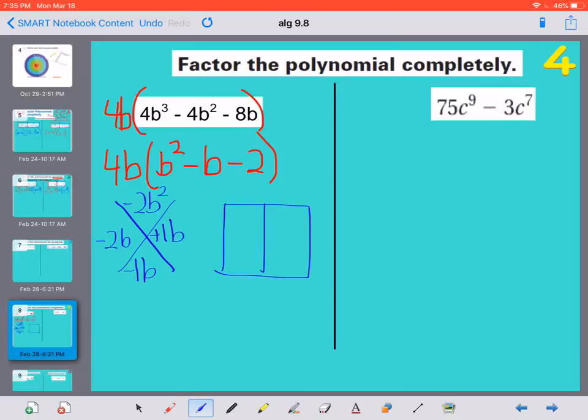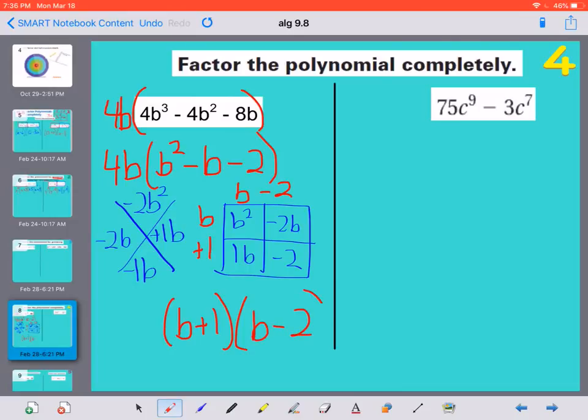So if I draw my box then, I get b squared, negative 2, negative 2b, and 1b. My factors then become b and b, a negative 2, and a positive 1. So I get b plus 1 times b minus 2. Now, don't forget, we still have this 4b. That 4b comes down, so it comes right in front of our factors.